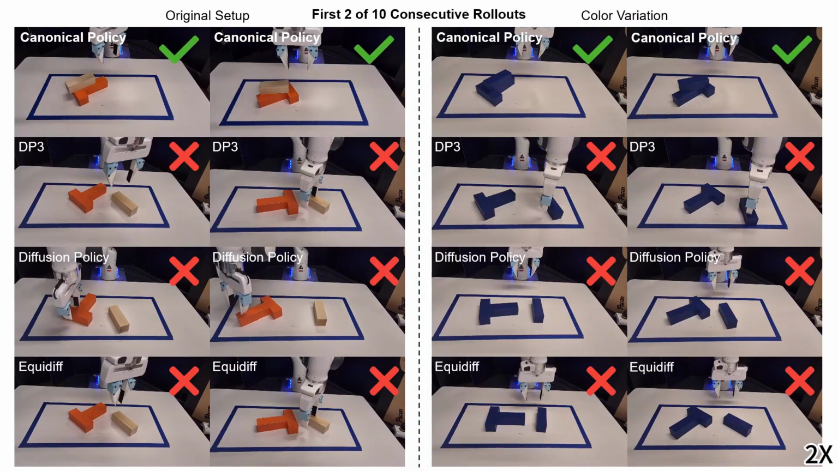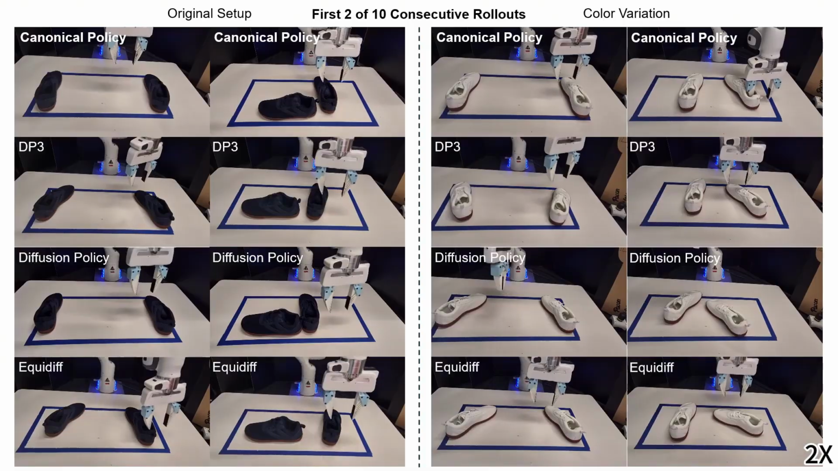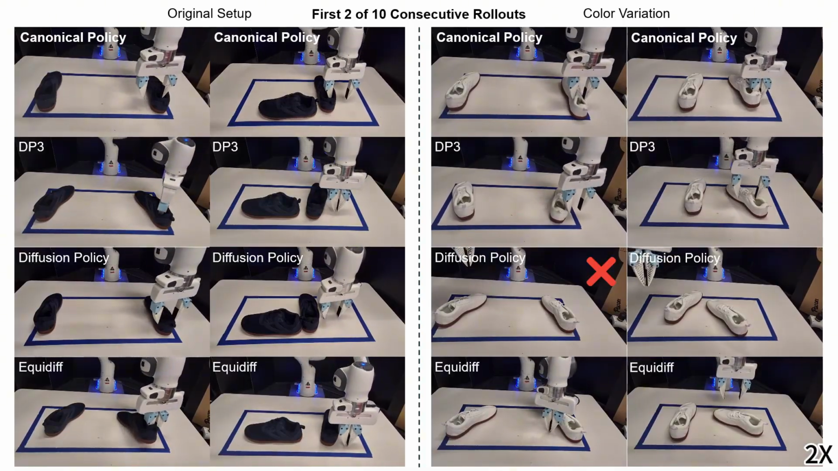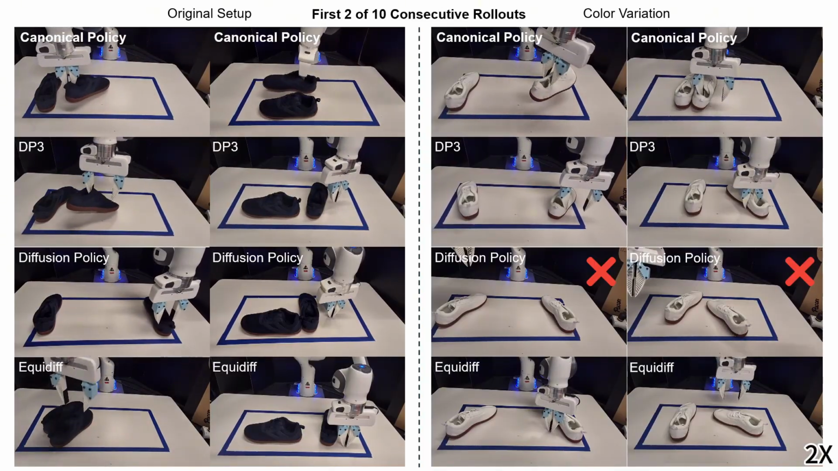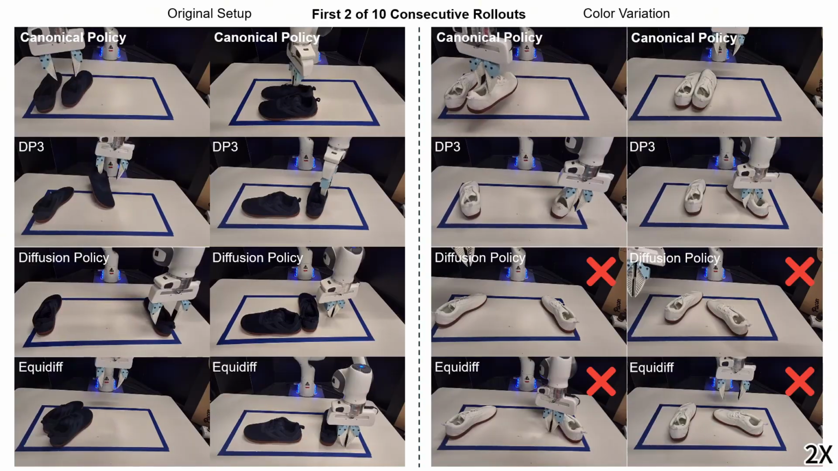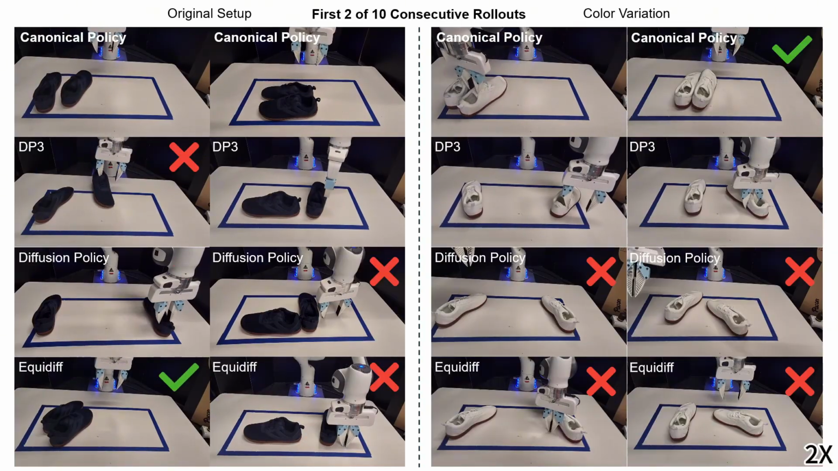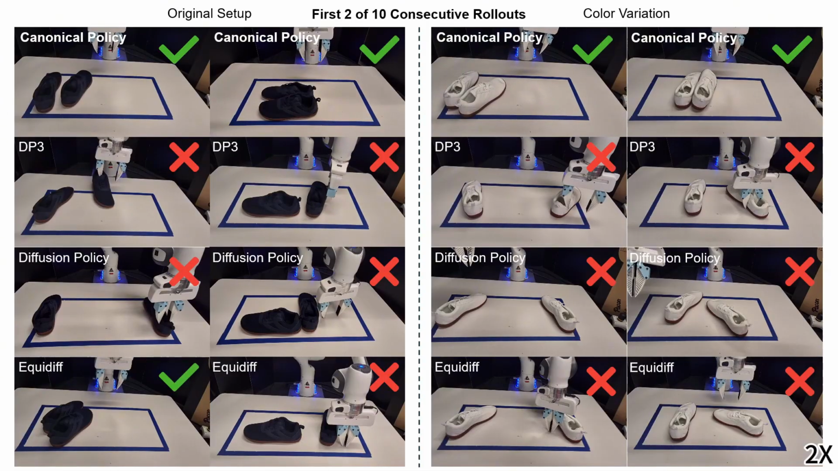appearance shifts. Next is the shoe alignment task, where the goal is to pick up the right shoe and align it side by side with the left shoe. The policy succeeds under the original setup on the left, and maintains high performance even when the shoe color is completely changed on the right, demonstrating strong appearance invariance.